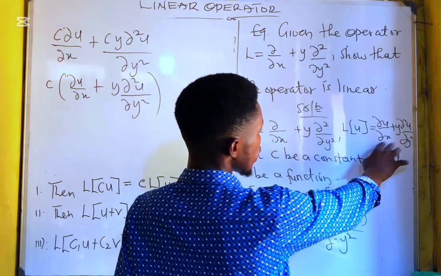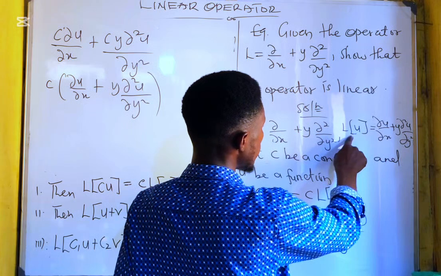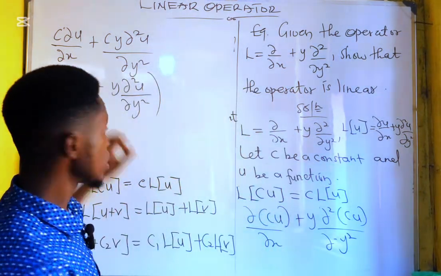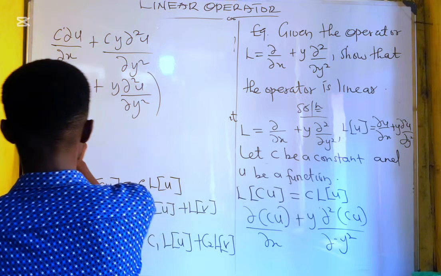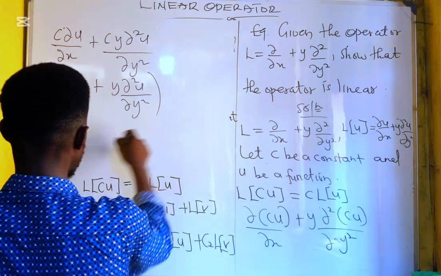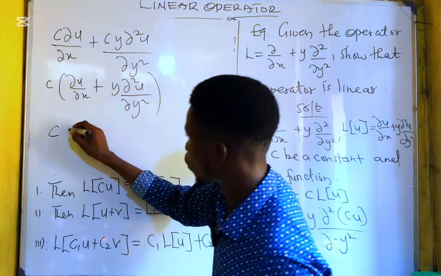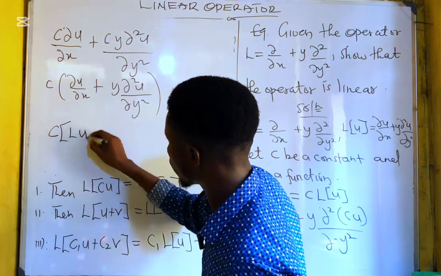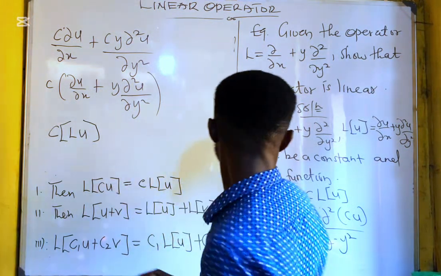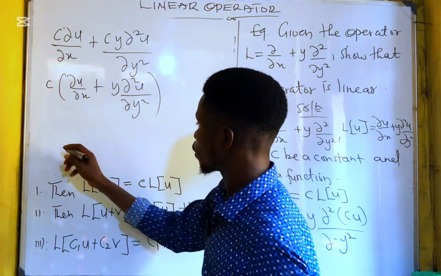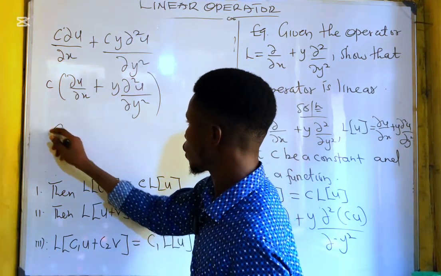What I'm trying to say here is that this Lu here, is it the same as what I have here? Yes. So it means that c, the whole of this is Lu. So the whole of this is Lu. So c multiplied by what? Lu. So that will be c.